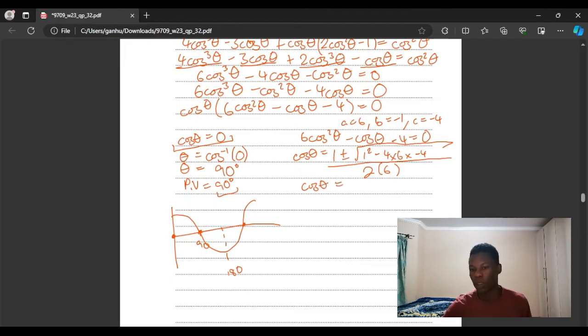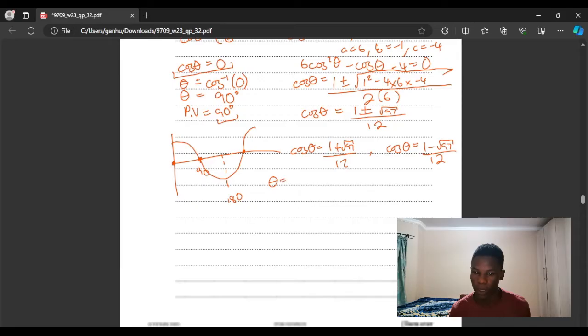So you get cos theta is equal to, let's punch that into the calculator, 1 plus root 1 squared minus 4 times 6 times negative 4 all over 2 times 6, and we get 1 plus or minus root 97 over 12. Okay, and so that means that we have, let's split this into two equations. So that's cos theta is equal to the positive one, which is 1 plus root 97 over 12, and then the negative one, cos theta is equal to 1 minus root 97 over 12.